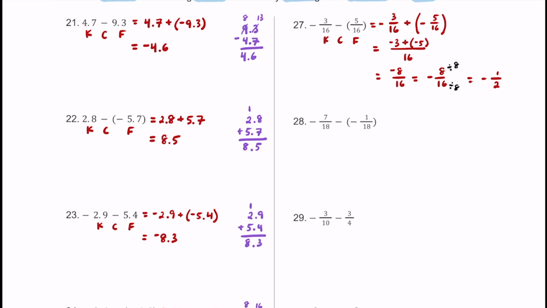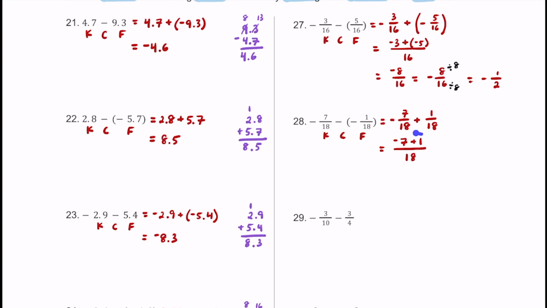For number 28, we are subtracting some fractions again. We have common denominators, which makes it a little bit nicer. And so we're going to have this negative 7 over 18. We're going to keep that. And then we're going to change this to addition sign and then flip the negative 1 over 18 to a positive 1 over 18. So let's go ahead and move that negative sign up to join the 7. So we have 18 on bottom. We have a negative 7 plus 1.